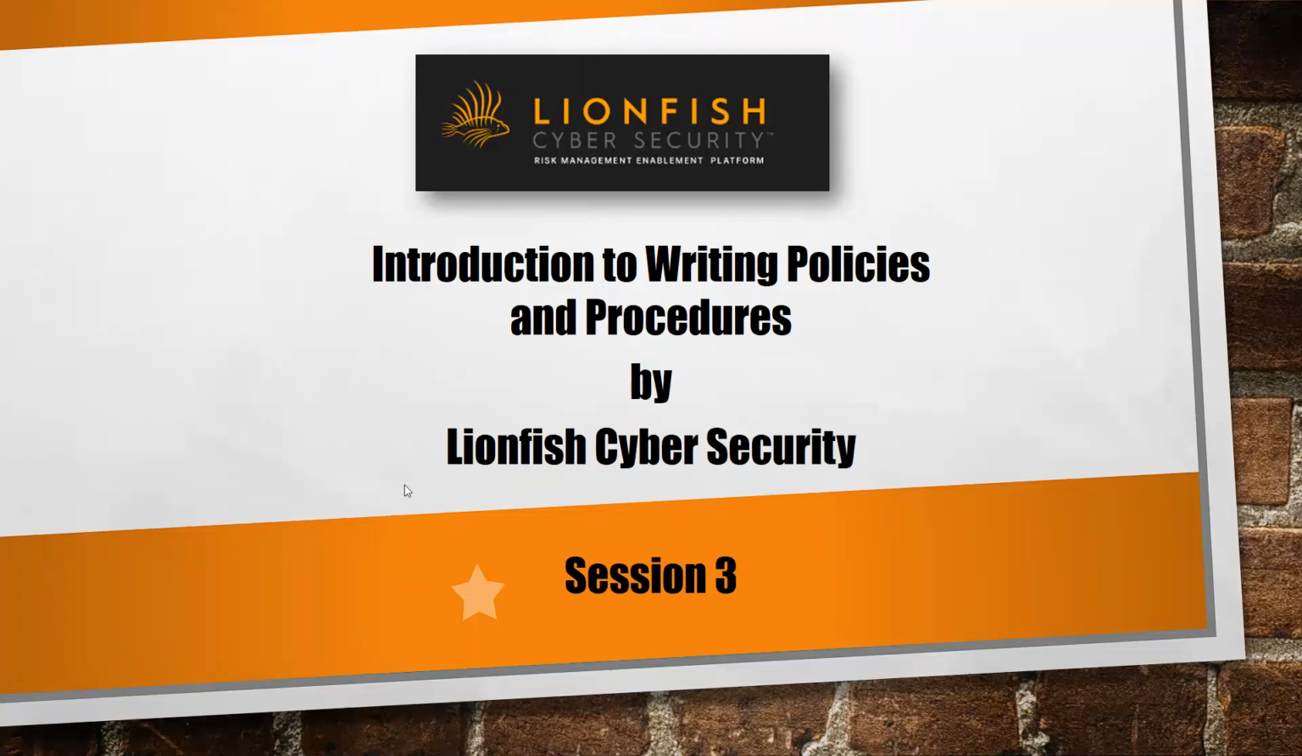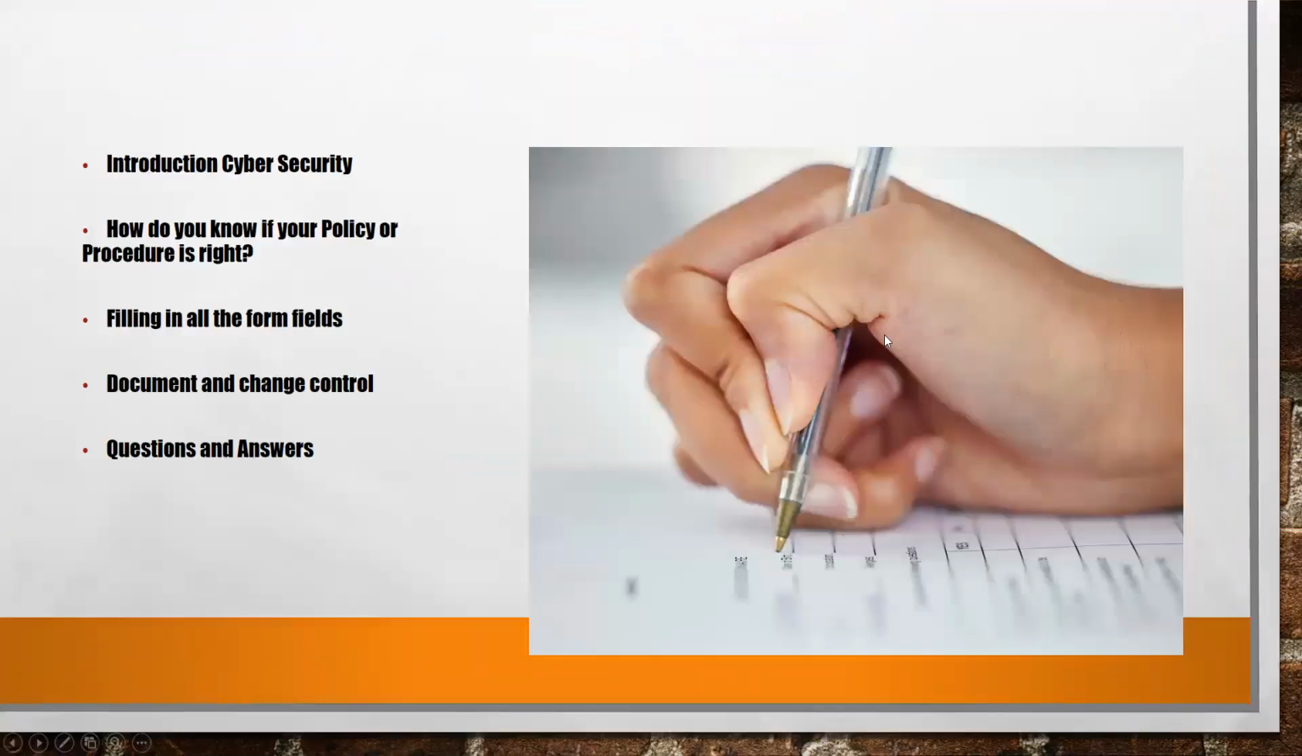All right, perfect. Okay, so we're going to talk today about how to write policies and procedures. And policies and procedures are really the core of your compliance activities. So we're going to introduce what cybersecurity is. How do you know if your policy and or procedure is right? Filling out a form, we're going to do that today. And then we're going to talk a little bit about how document and change control work, and then answer questions.